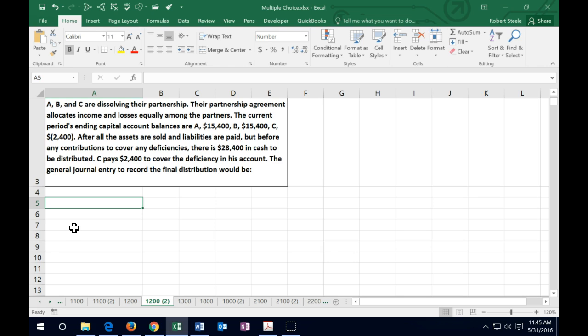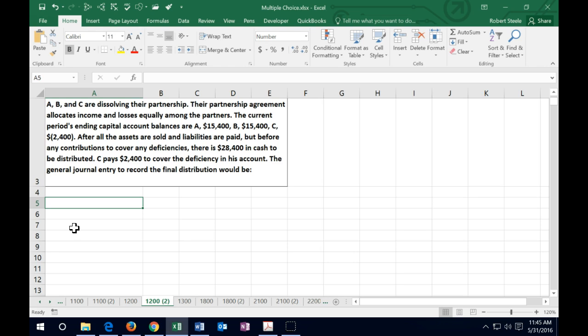After all the assets are sold and the liabilities are paid, but before any contributions to cover any deficiencies, there's 28,400 in the cash to be distributed. C pays 2,400 to cover the deficiency in the account. The journal entry to record the final transaction would be what?